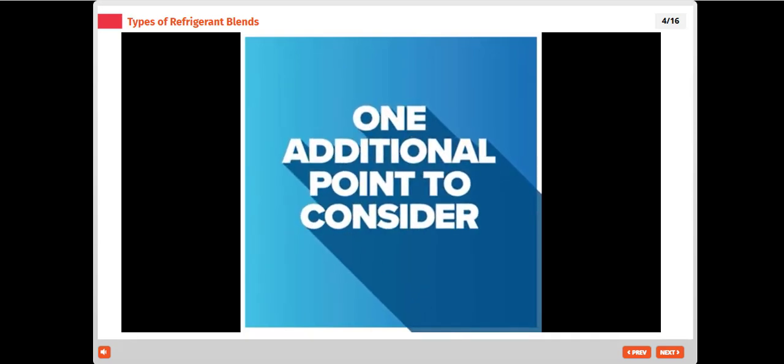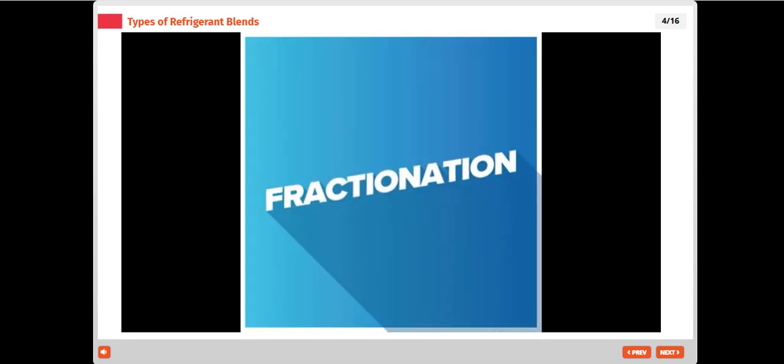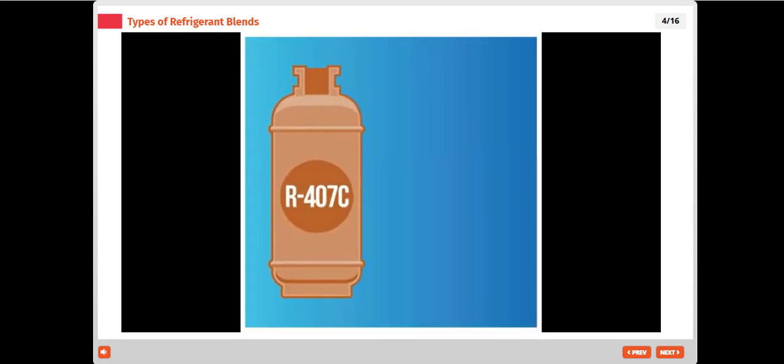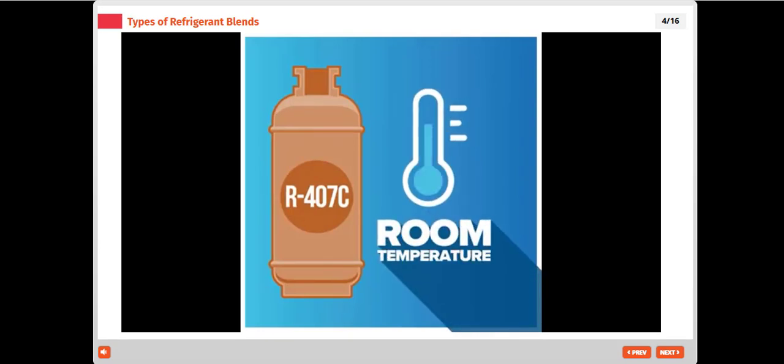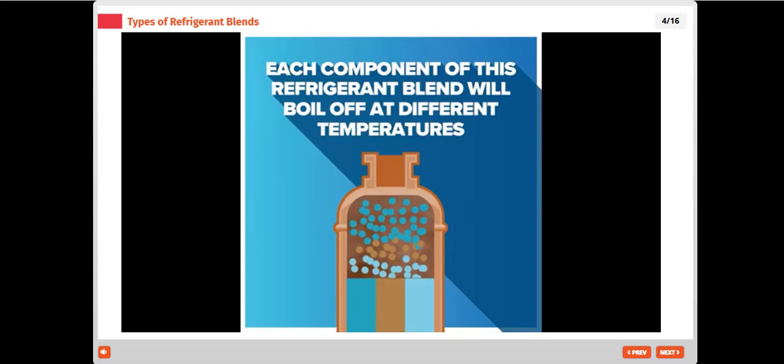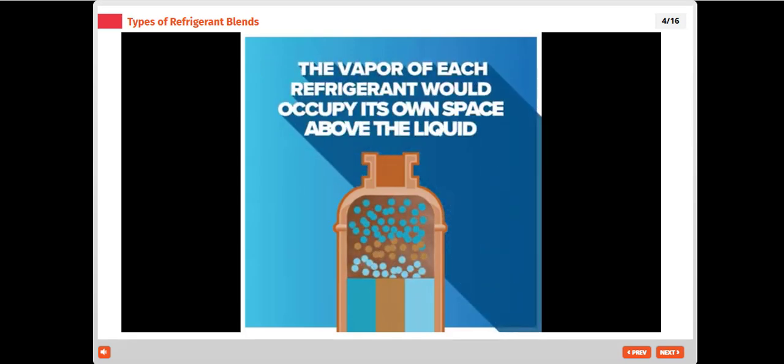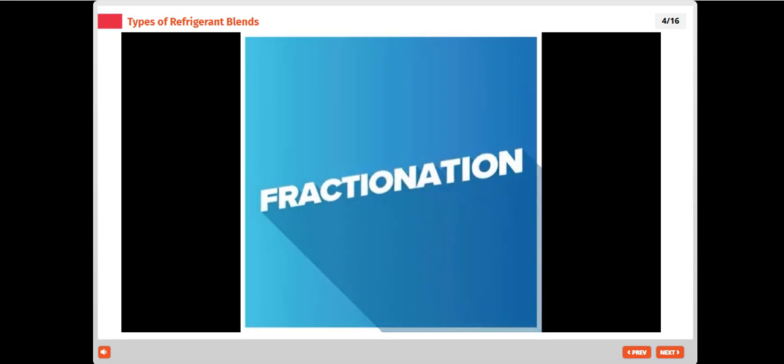In this connection, there is one additional point to consider, and that is fractionation. Let's continue using R407C, and let's say the bottle is stored at room temperature. Each component of this refrigerant blend will boil off at different temperatures, separating from the liquid mixture. The vapor of each refrigerant would occupy its own space above the liquid. This is known as fractionation.